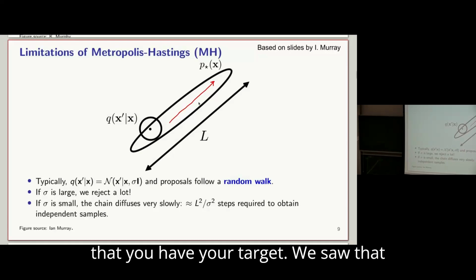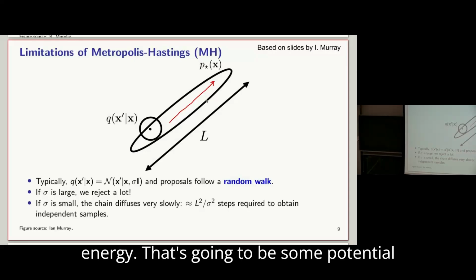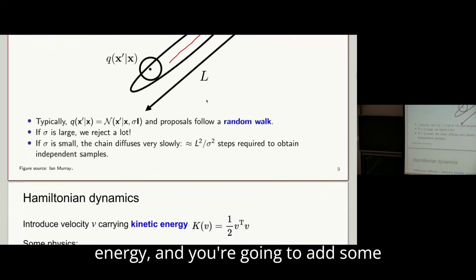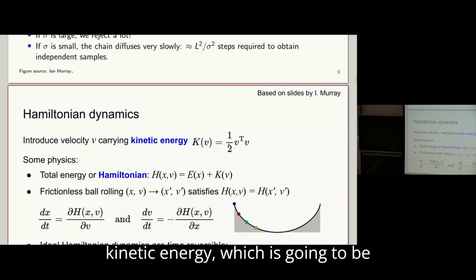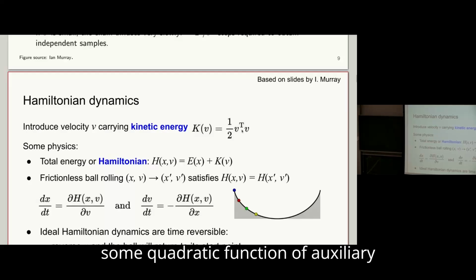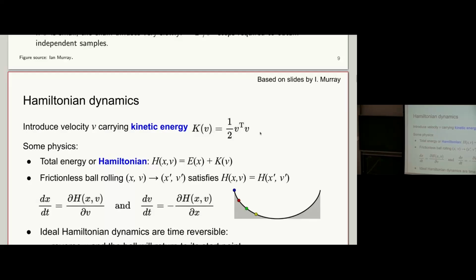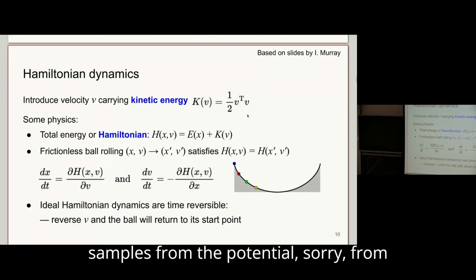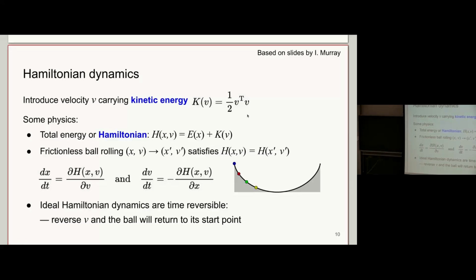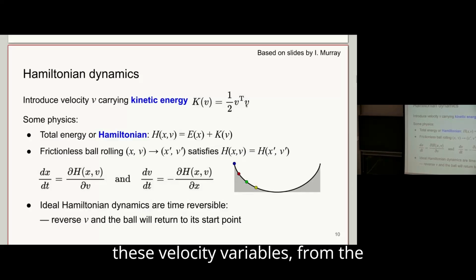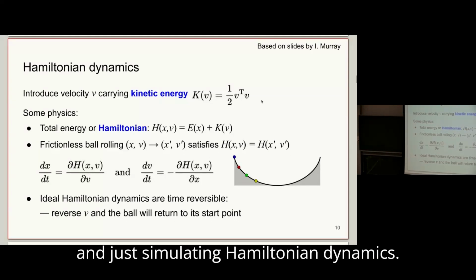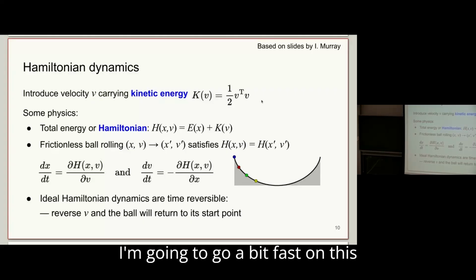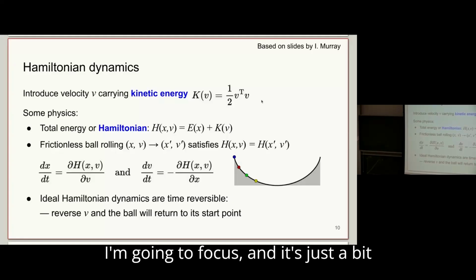The idea is that you have your target. We saw that the target is exponential of minus this energy. That's going to be some potential energy, and you're going to add some kinetic energy, which is going to be some quadratic function of auxiliary variables, V. And you're going to be now drawing samples from these velocity variables and from the position coordinates, and just simulating Hamiltonian dynamics. I'm going to go a bit fast on this because it's not so important for what I'm going to focus on, and it's just a bit of background.